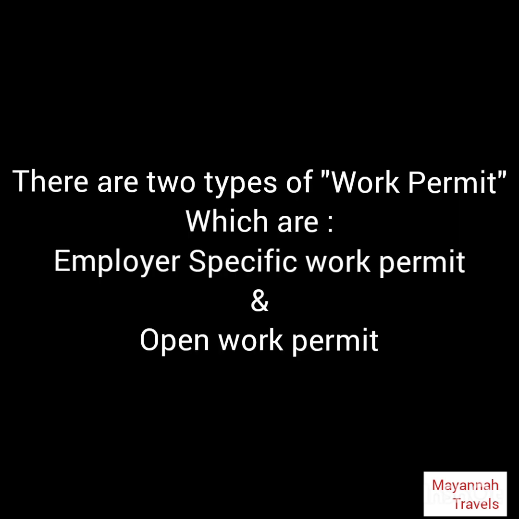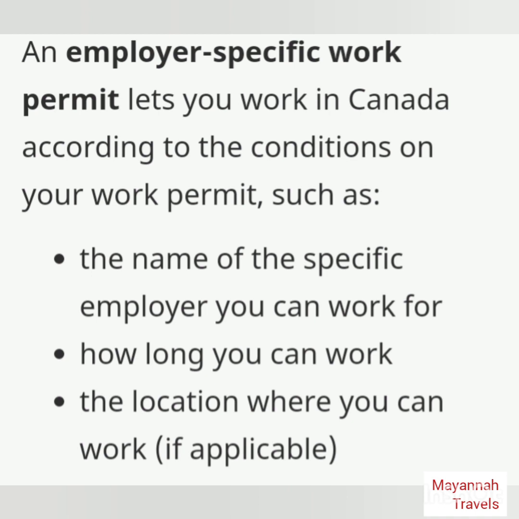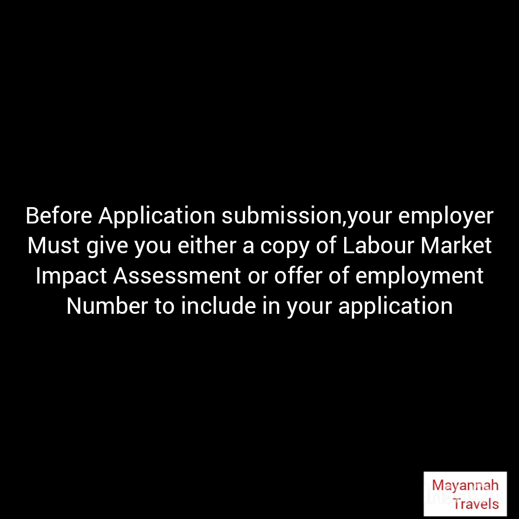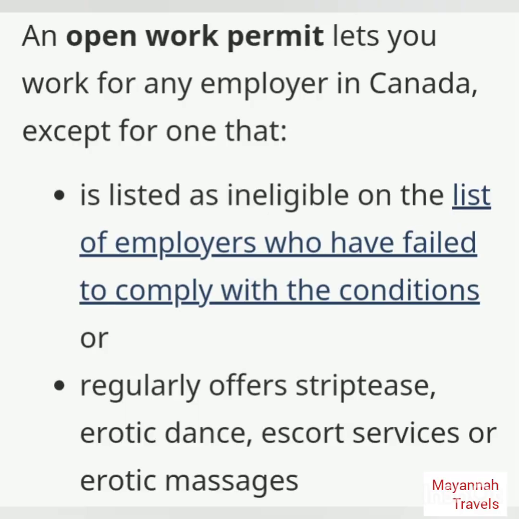A work permit is of two types, which are the employer-specific work permit and the open work permit. An employer-specific work permit allows you to work in Canada according to the conditions on your work permit, such as the name of the specific employer, how long you can work for, and the location where you can work. The employer has to provide you with a labor market impact assessment or offer of employment number to include in your application.